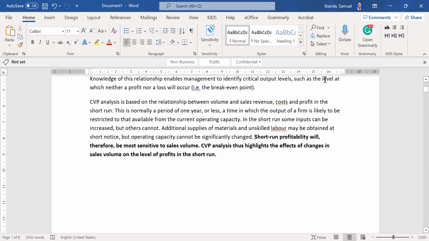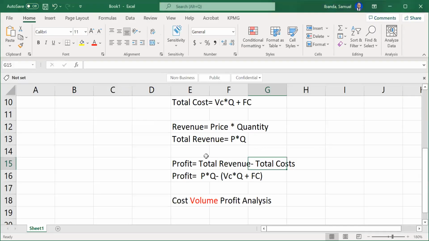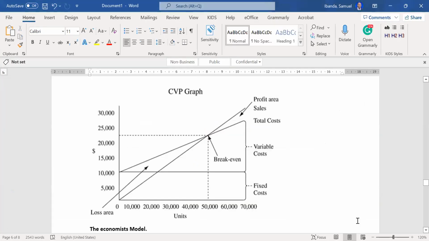Because we have said that profit is given by total revenue minus total costs. And this is our profit formula. So we are saying that in one way or the other, we need to analyze and see what exactly happens to our profit when volume increases beyond a certain level. So I want to draw your attention to the pictorial that we have here.